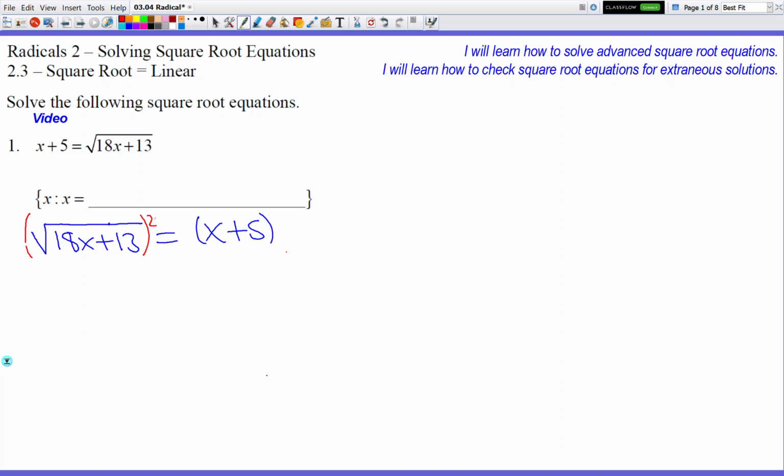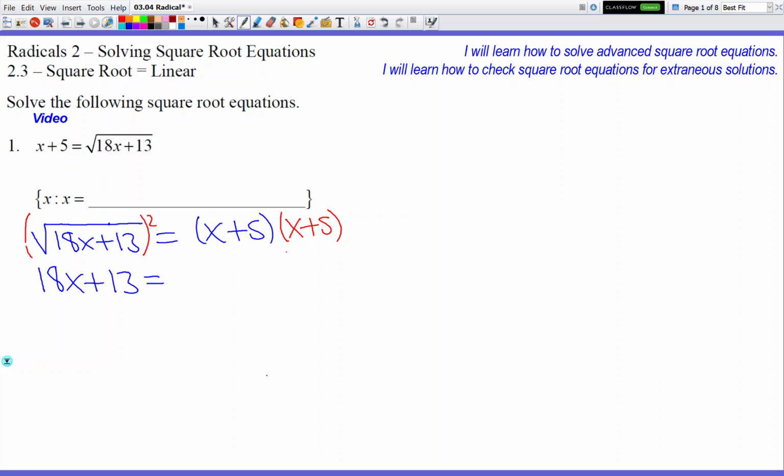Okay, so here's why I switched the order. When you square both sides, you basically have two x plus 5s. So rather than putting a square, I'm going to write x plus 5 twice, because that's basically what a square is. It just tells you that you have two of them. Okay, so the left side is pretty simple as far as what you guys have been seeing all throughout the last couple of lessons. You're going to get 18x plus 13.